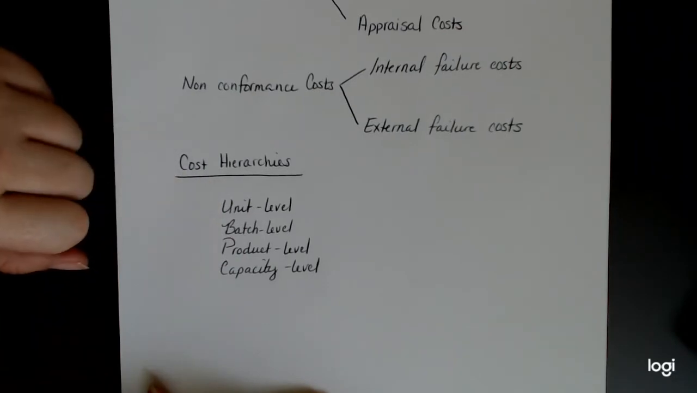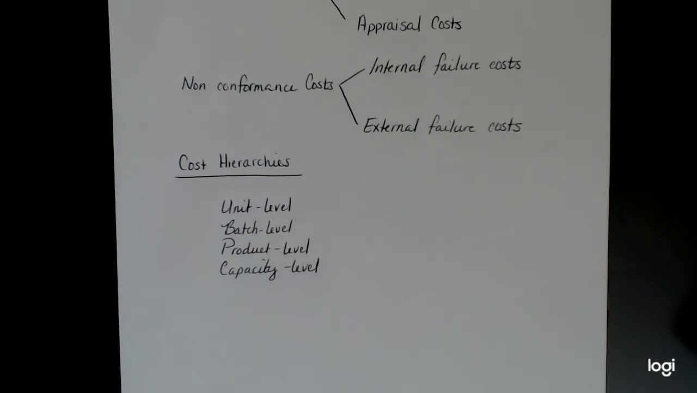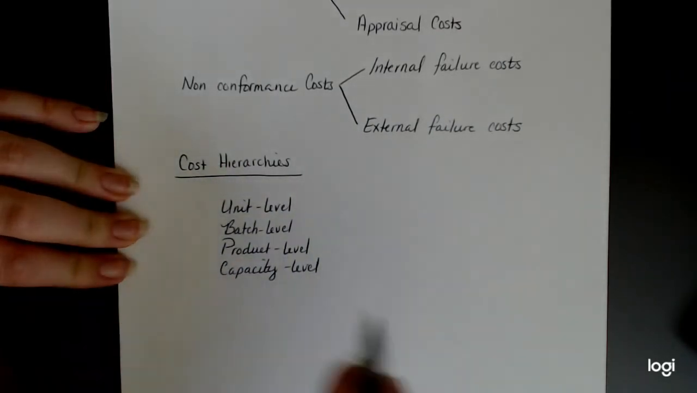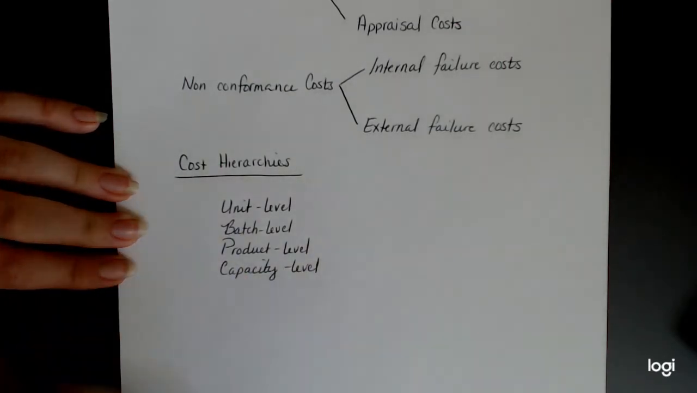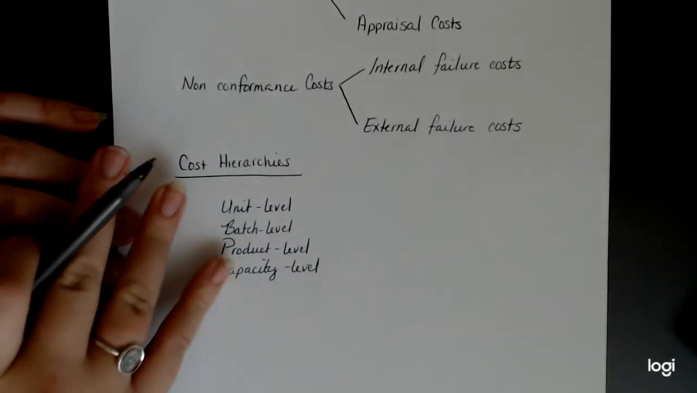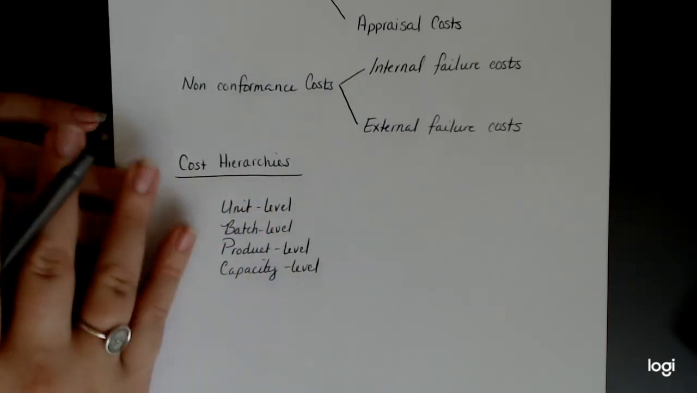So when we think about unit level costs, we're thinking about things like the direct wages or our direct materials, the items that are going exactly into that product. Now, batch level is all the costs that we're incurring to process a particular batch, perhaps something like a setup process, if we've just set up our machinery to process a certain batch.